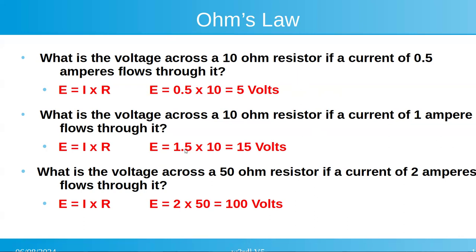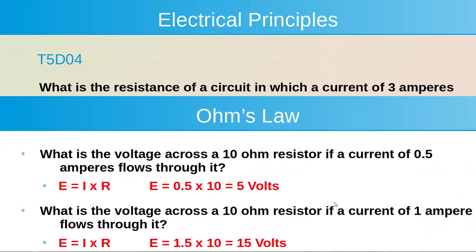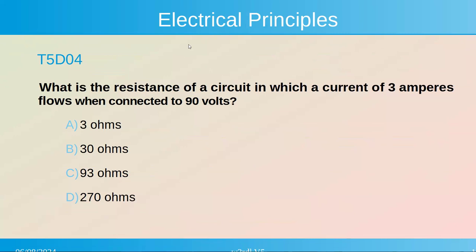We caught that before and I never fixed it. It is 1.5 amps flowing through it. That was probably the mistake there, probably dropped off the 0.5. But the formula, if you plug in the numbers, that's the way it works. And then the last one, for 50 ohms at 2 amps, 100 volts.